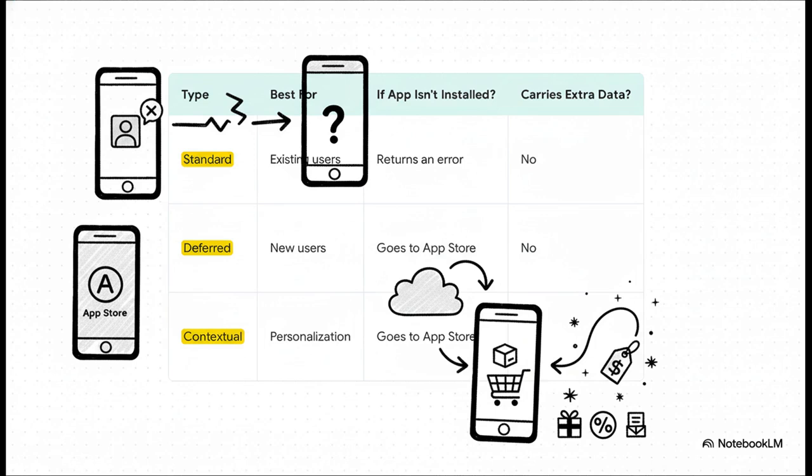And here's the magic part. After they install and open it, the link remembers where they were trying to go and takes them right to that product. So cool. And finally, you have the contextual deep link. This is the powerhouse. It does everything a deferred link does, plus it can carry extra data with it, like who referred them or a special discount code. This lets you create a totally personalized welcome experience.